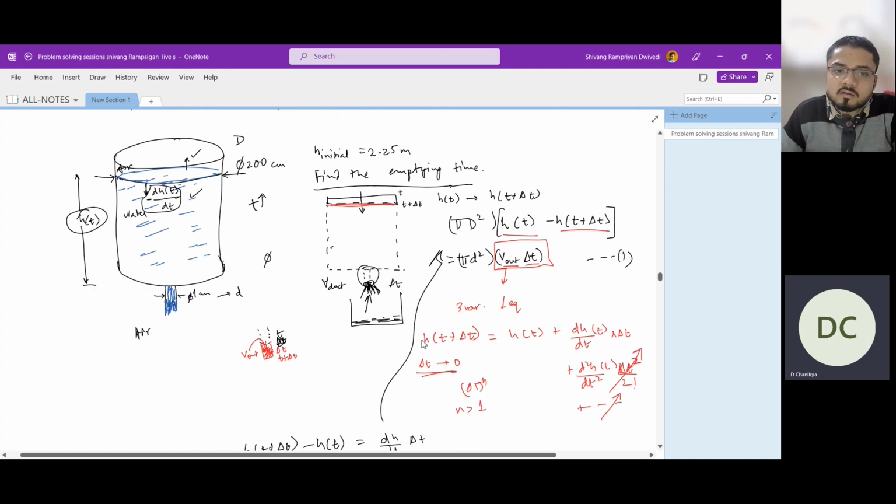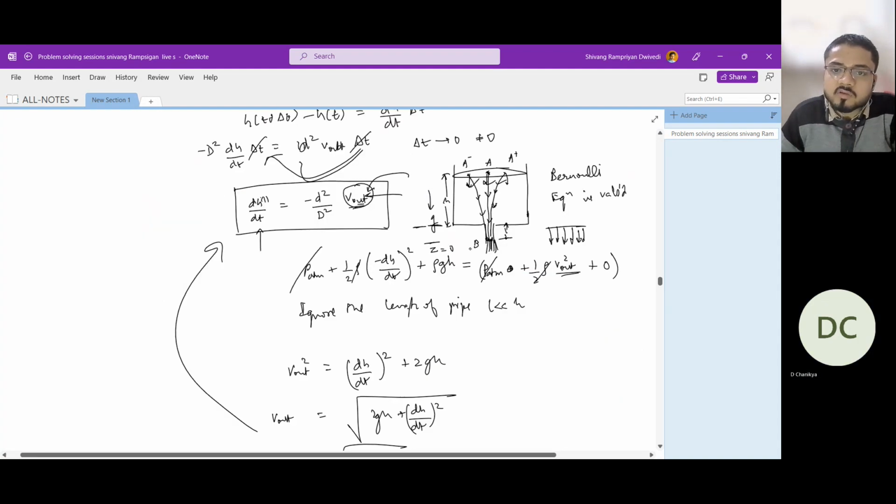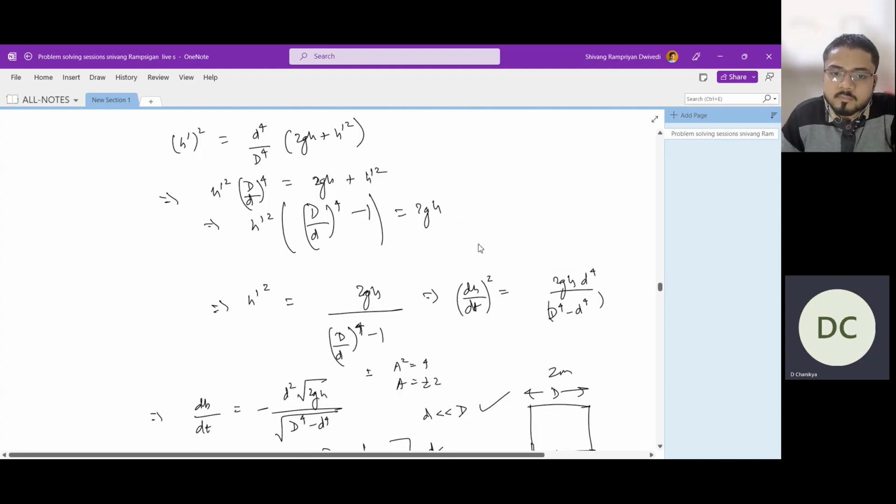And the next problem that we did was the emptying of a water tank that has an area of something like this and an orifice area of 1 centimeter. So we did some mass balances, and this was a fairly simple problem. I think you might have done this earlier as well, right?